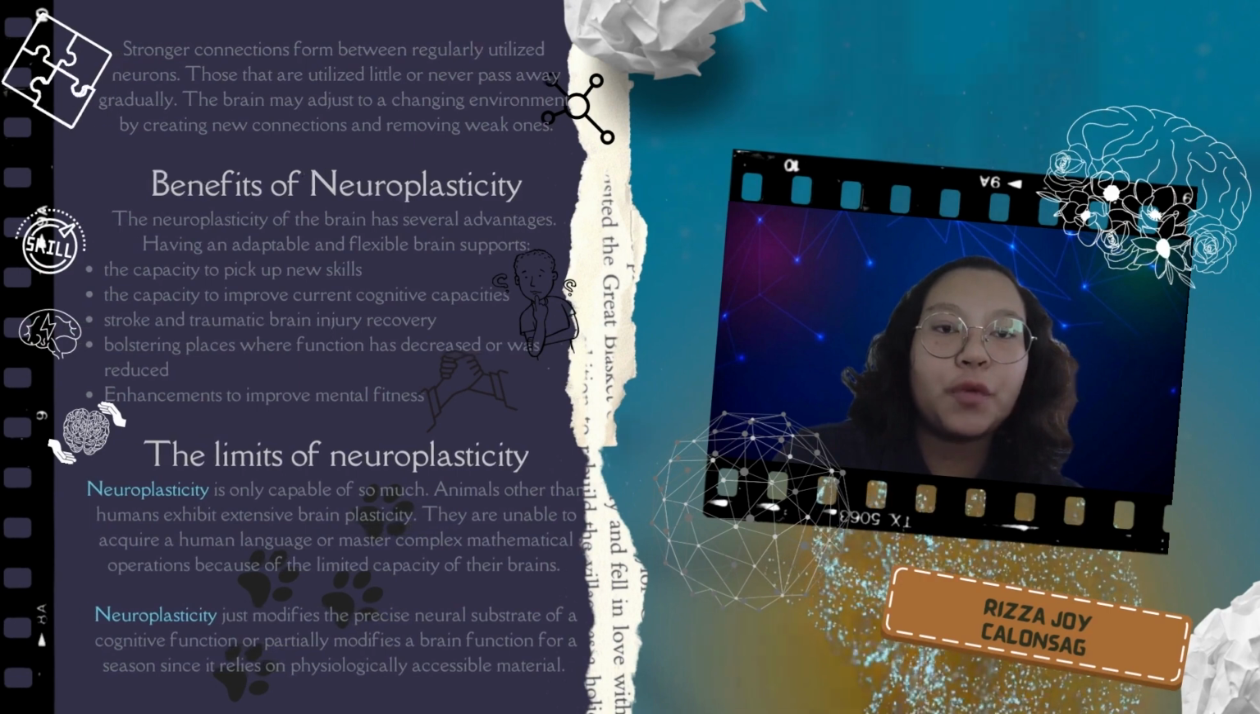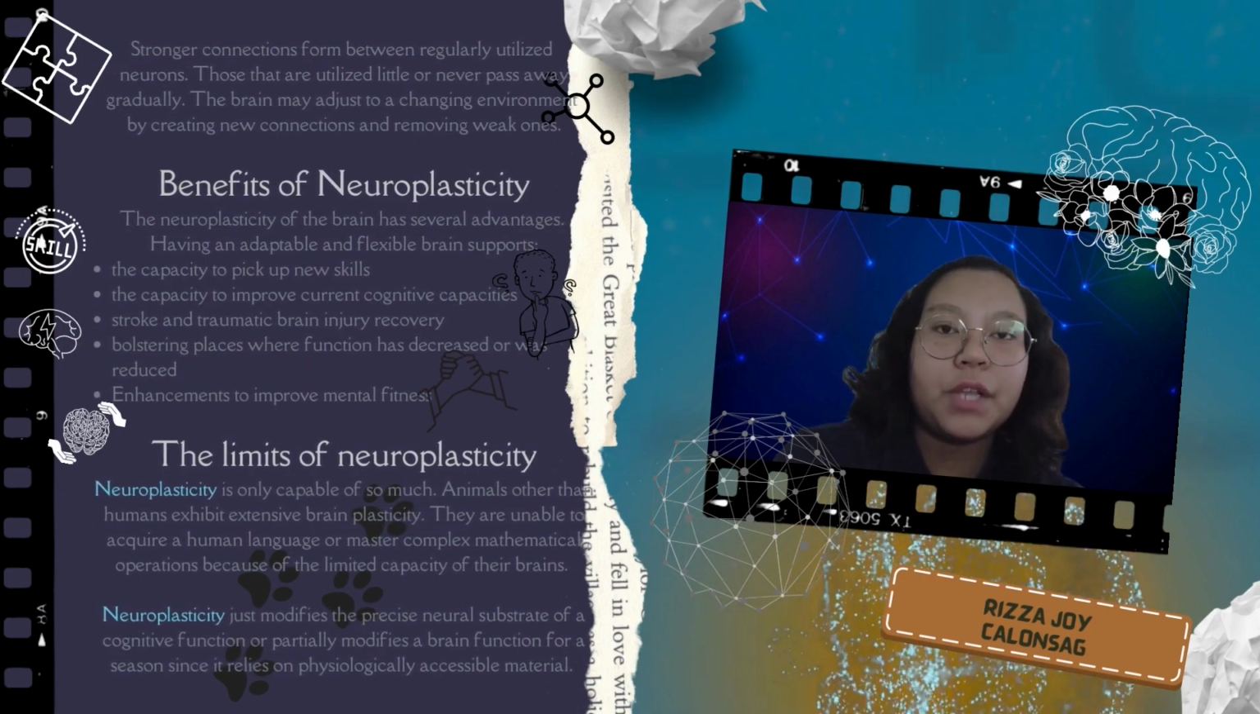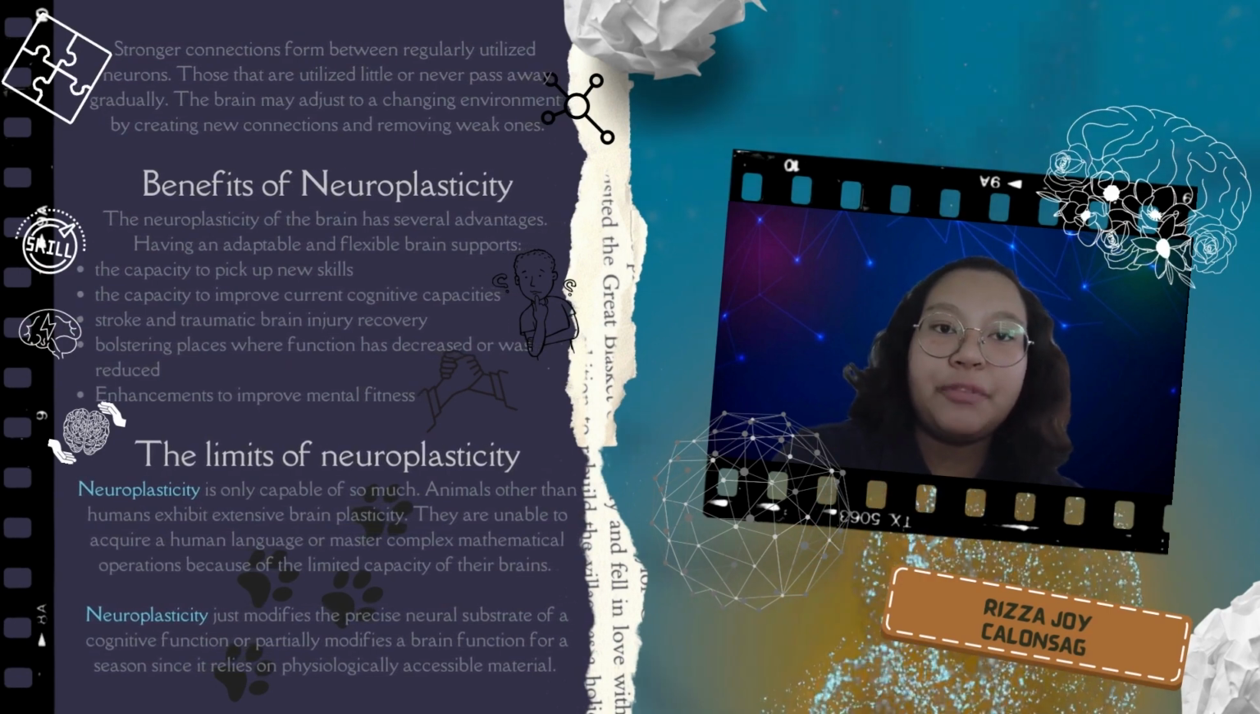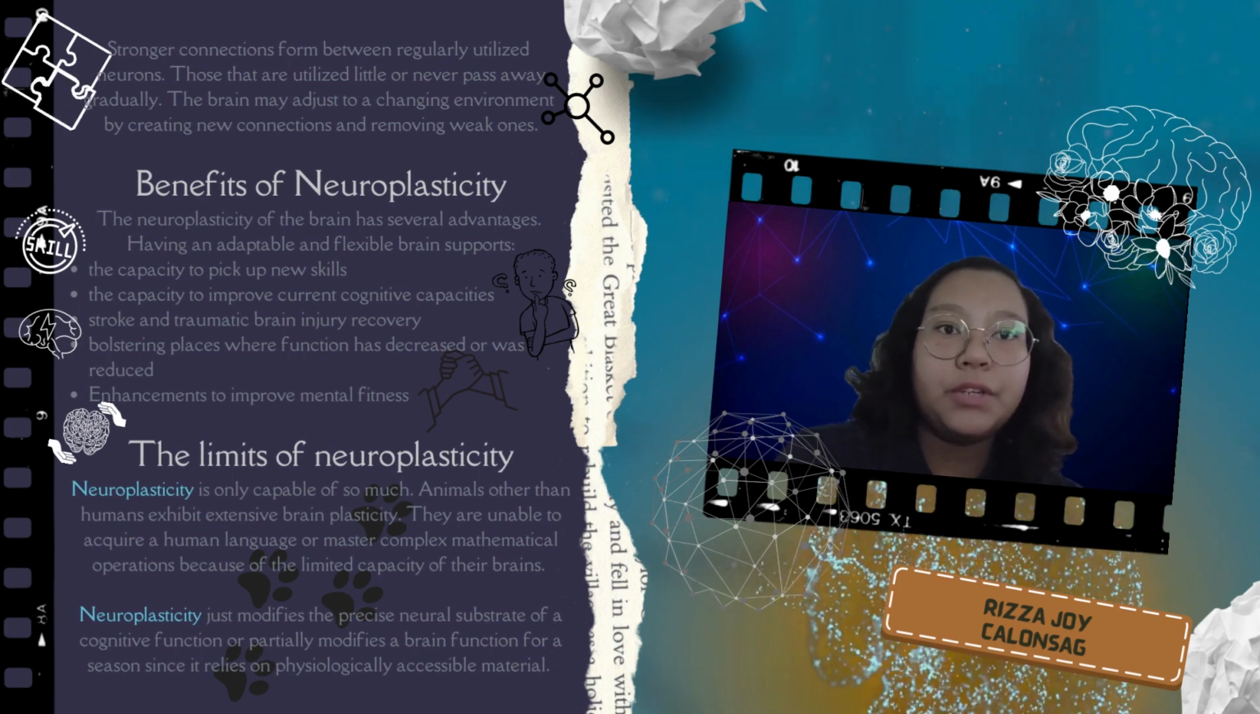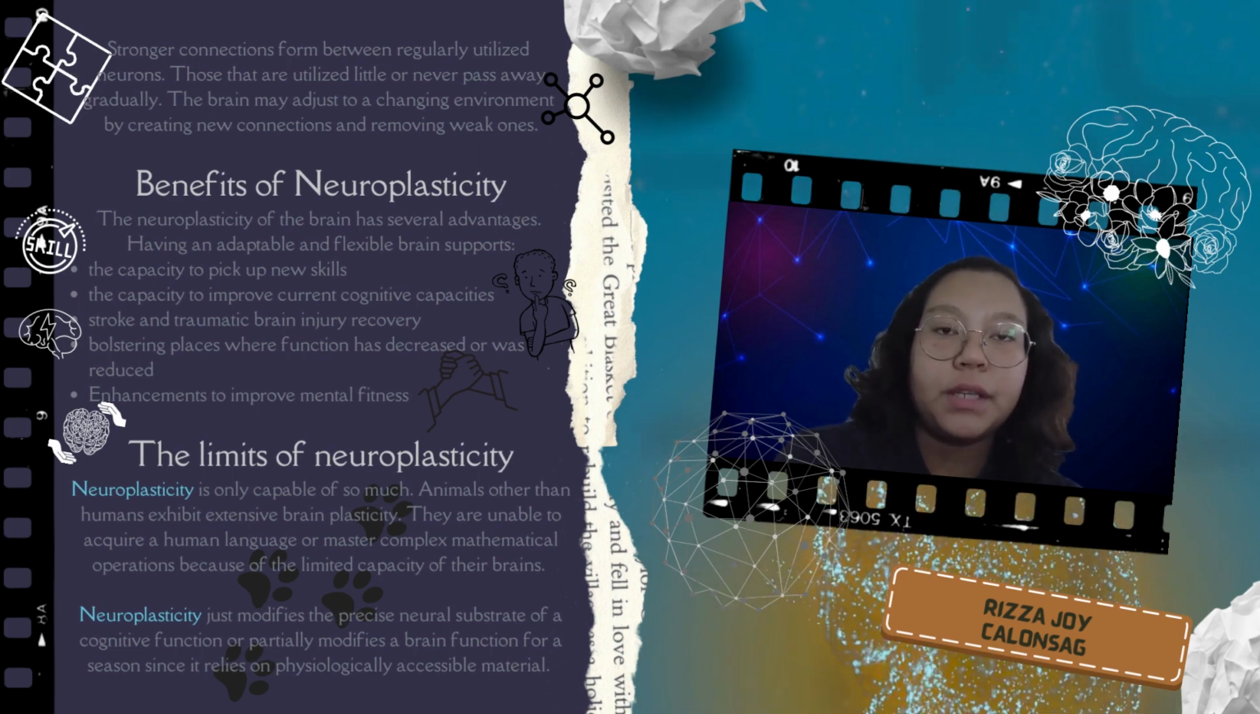Stronger connections form between regularly utilized neurons. Those that are utilized little or never pass away gradually. The brain may adjust to a changing environment by creating new connections and removing weak ones.